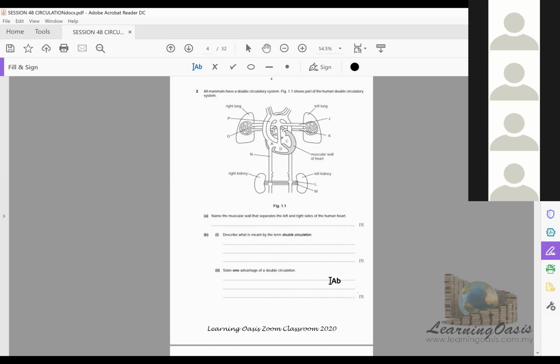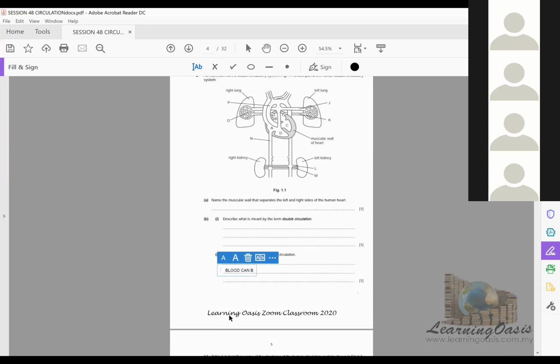It supplies more energy? No. Can withstand high blood pressure? No. It separates, it has high pressure, so blood can circulate faster, to cater for the high demand of cell respiration. Right, so that's good. Blood can be circulated faster at high pressure, to cater for the high demand of cell respiration.